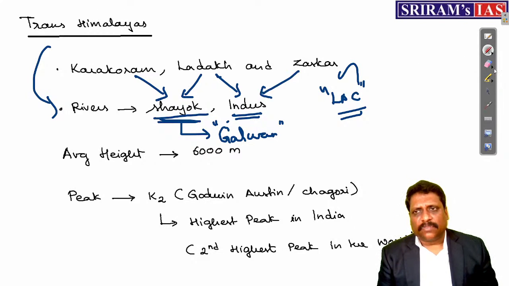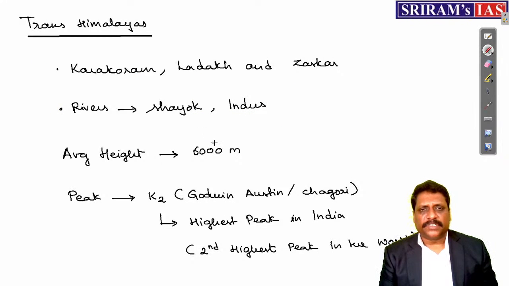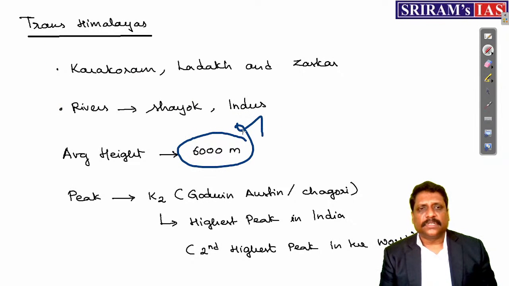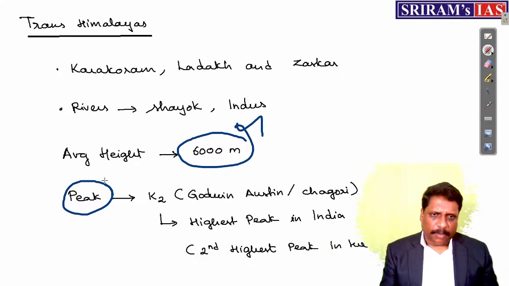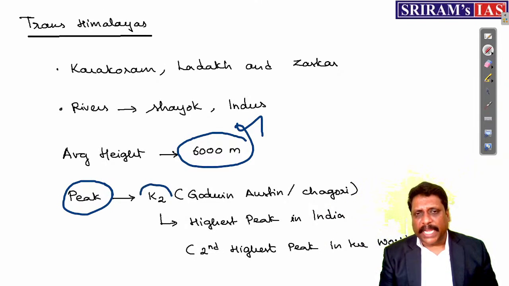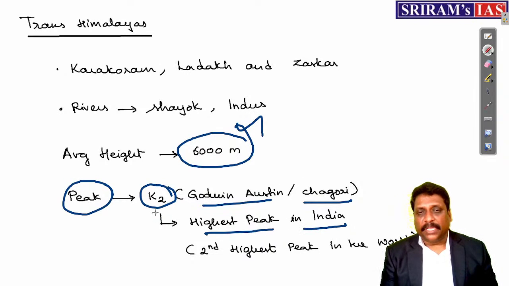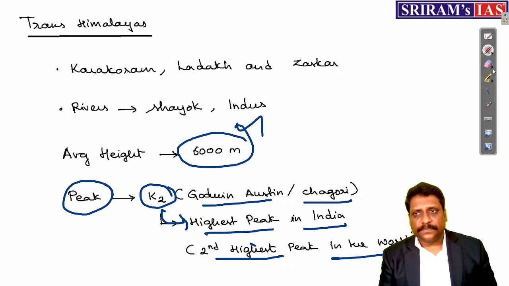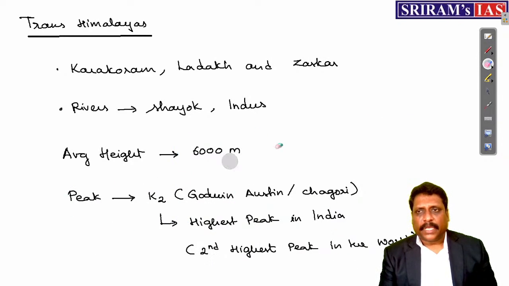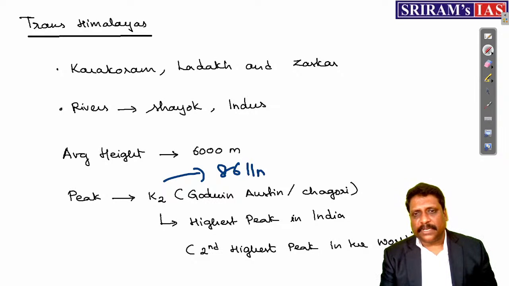And when I talk about the height of the Trans-Himalayas, my dear friends, it is somewhere around 6,000 meters. And when I talk about peaks, there are plenty of peaks. Among them, the most prominent peak is what? K2, otherwise called Godwin Austen, or locally also called Chogori. And undoubtedly, K2 is regarded as the highest peak in India, and it is the second highest peak in the entire world. K2's height is somewhere around 8,611 meters.